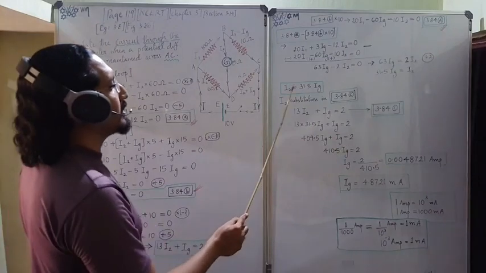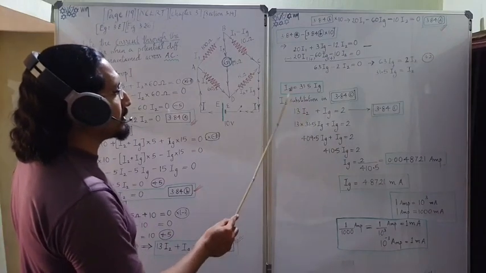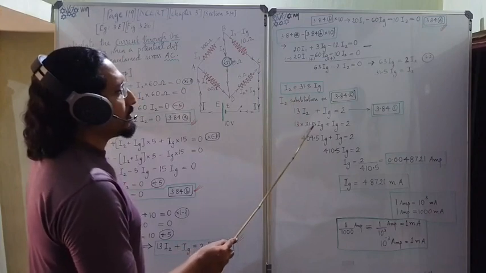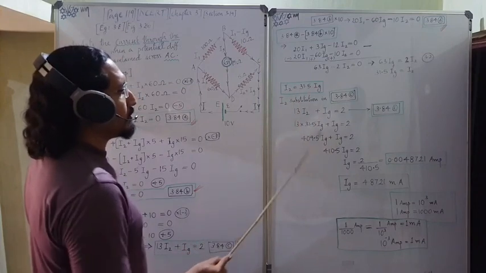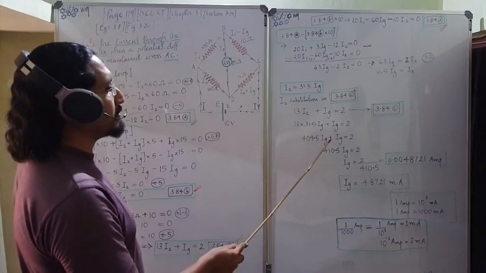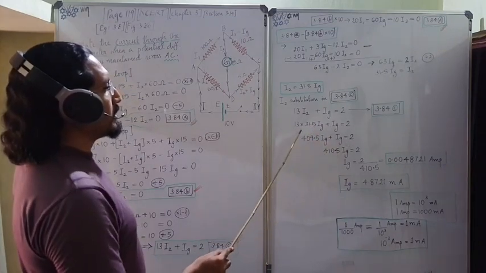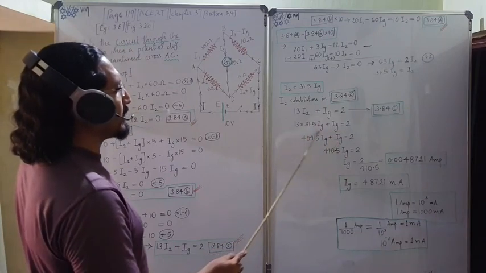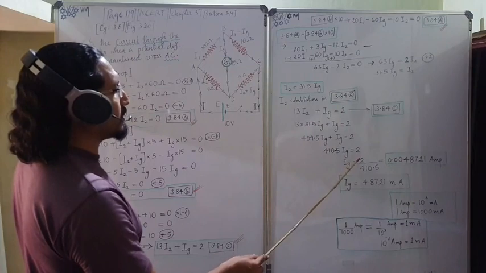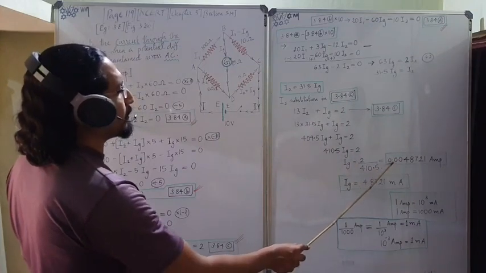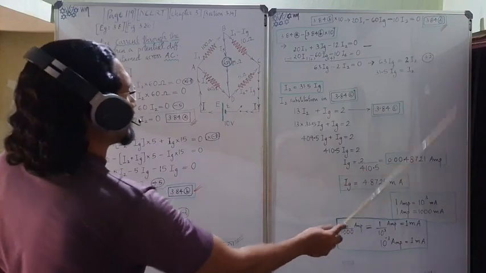It's written over here. This I2 substitute over here, isn't it? 13 into 31.5 Ig plus Ig is equal to 2. 13 into 31.5 is equal to 409.5 Ig plus Ig is equal to 2. 409.5 plus 1 Ig, that means 410.5 Ig is equal to 2. Ig is equal to 2 divided by the whole 410.5 is equal to 0.0048721 ampere.